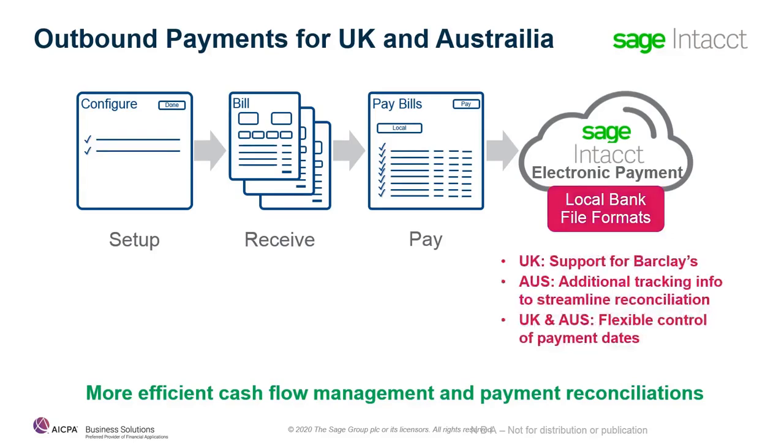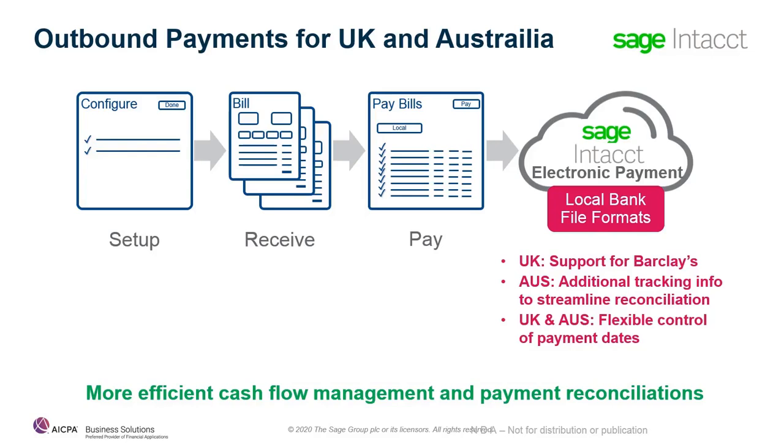2020 Release 1 includes several enhancements to generated bank file formats for the UK and Australia. For the UK, we now support electronic bank file formats for Barclays. For Australia, we can now include additional information in the ABA files, such as reference numbers, transaction codes, and additional payment recipient information. This additional information can then be used to better track payments and streamline payment reconciliations.